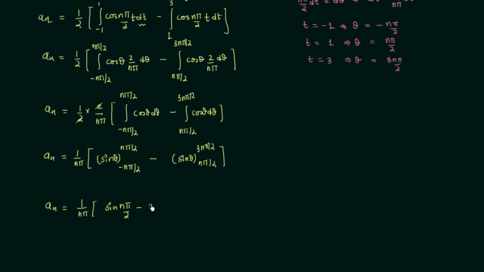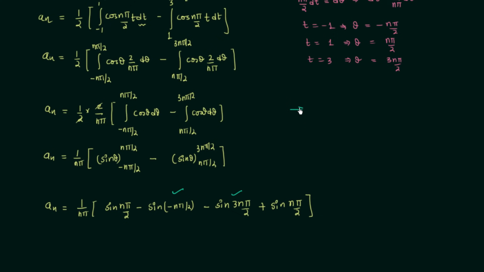Then we have minus sine minus n pi by 2. Then we have sine 3n pi by 2, and then we have minus sine n pi by 2, and because of this minus will become plus. So this is what we have. In place of theta we have substituted the upper and lower limits. Now we will focus on the middle two terms. We will focus on sine minus n pi by 2 and sine 3n pi by 2.